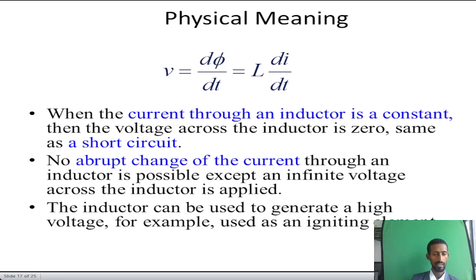No abrupt change of current through an inductor is possible, except if an infinite voltage across the inductor is applied. The inductor can be used to generate a high voltage, for example in ignition systems. By varying the current change within a short period of time, we can increase the induced voltage, so there is a chance to generate a high voltage in an inductor.